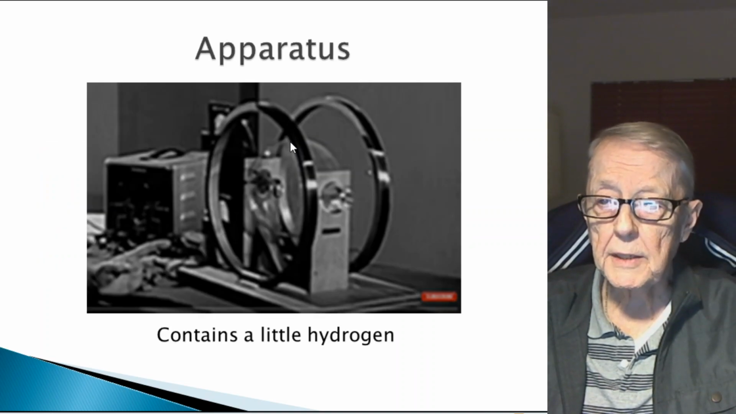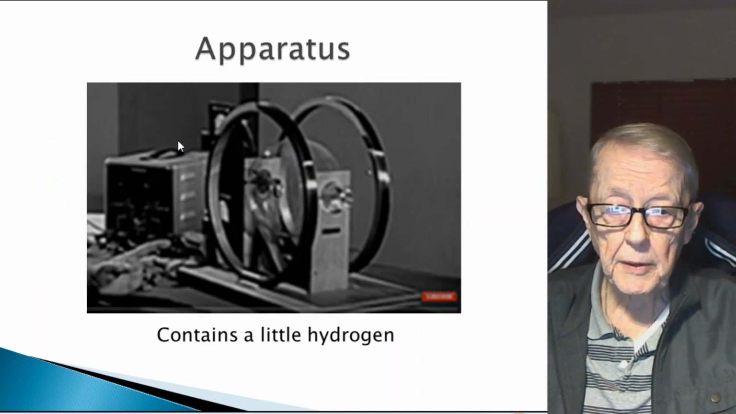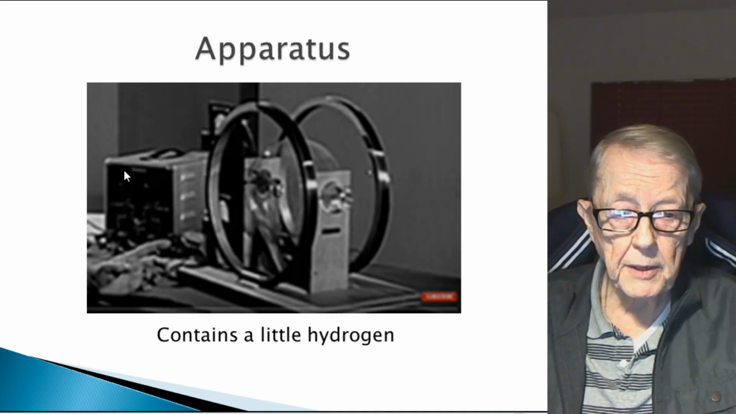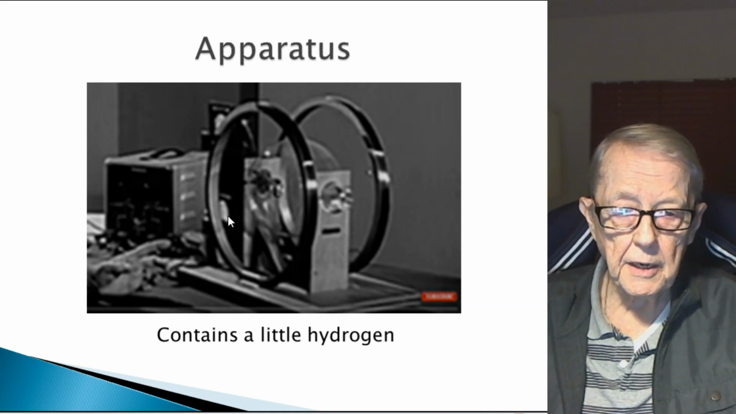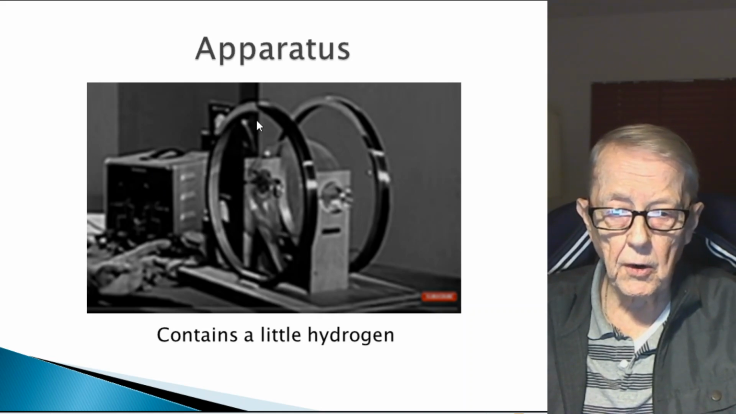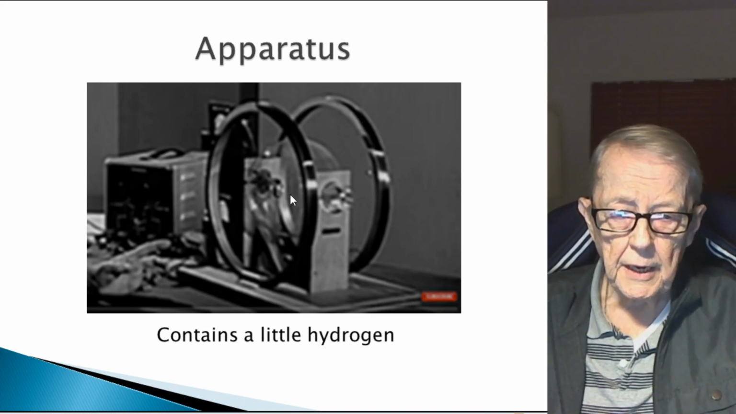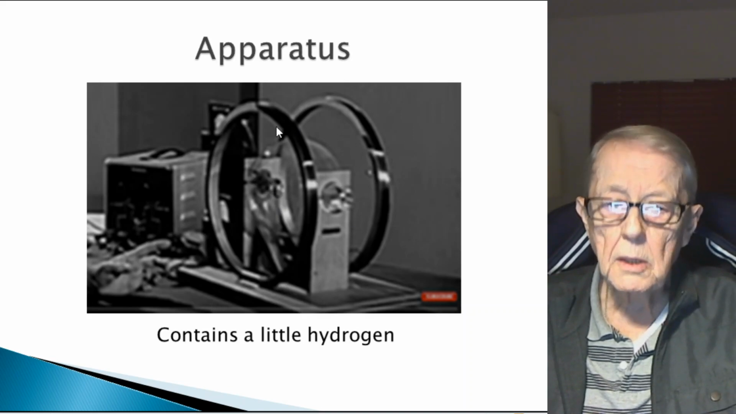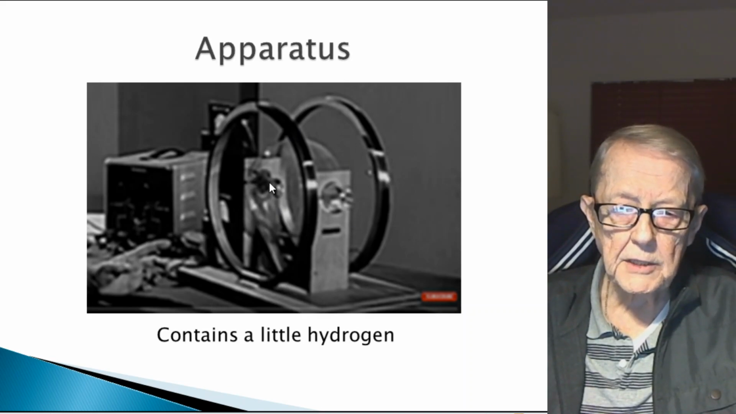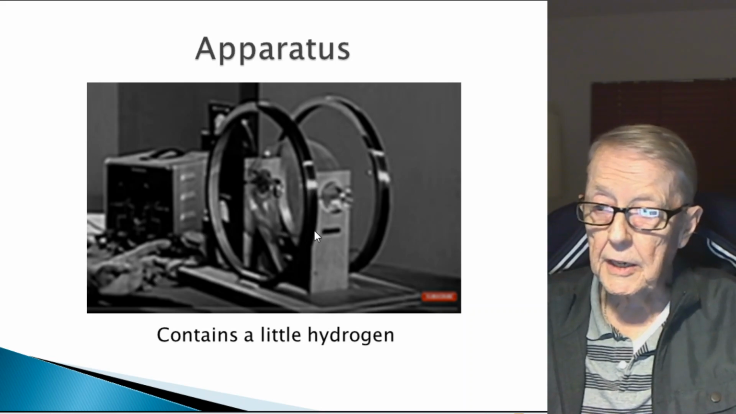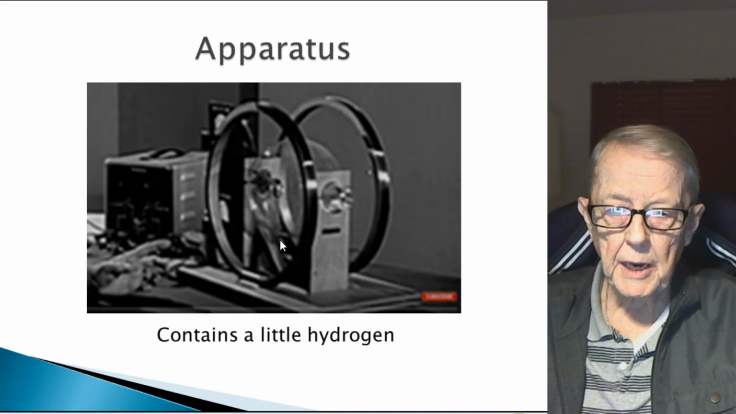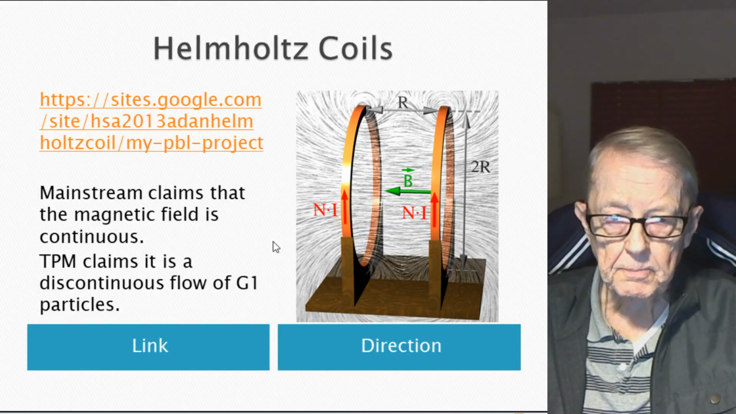This is the apparatus that the lady used to measure, and it has a voltmeter. It has a power supply that provides DC and current to the coils. These are 2 coils, and there's an electron gun back here that shoots electrons. There's a globe that encases the electron gun, and the globe has a little bit of hydrogen to help see the stream of electrons.